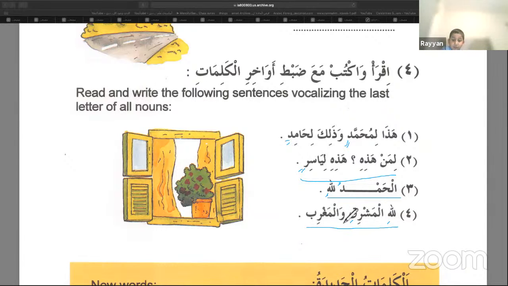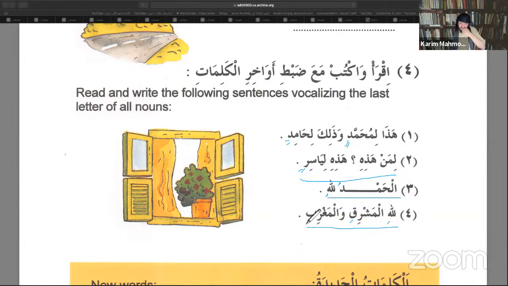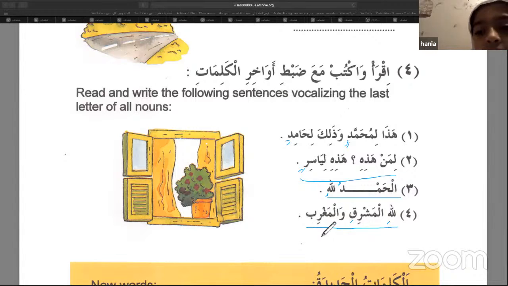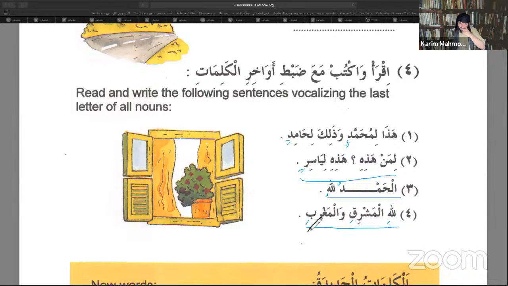Wal. Good. Again, what are we adding here? Fatha, kasra, dhamma. What are we adding? Dhamma. Maghribu. Why? Keep it the same thing. They're all going to be the same. What are you going to add? Maghribi. Great job. Yes. Okay. Don't answer when it's not your turn, Hania, please. Okay. Lillahi al-mashriqi wal-maghribi.